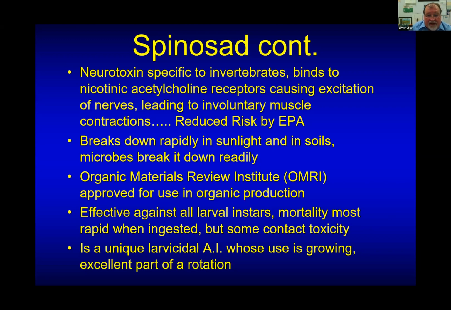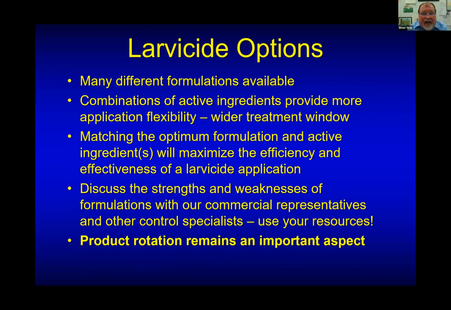It's effective against all larval instars. Mortality is most rapid when ingested, but there is some contact toxicity, and it is a unique active ingredient whose use is growing and is certainly an excellent part of a rotation. So for our larviciding options, we have many different formulations available. There are combinations of active ingredients that provide more application flexibility and a wider treatment window. That would be the BTI and methoprene combinations, or BTI and sphaericus combinations. It's been going on for a long time. The combination formulations have probably been more refined in more recent years with formulation technology.